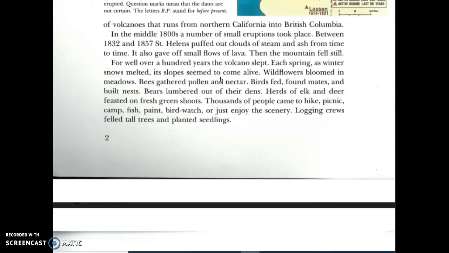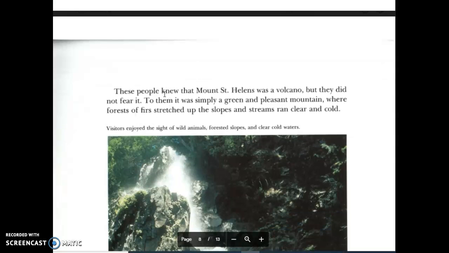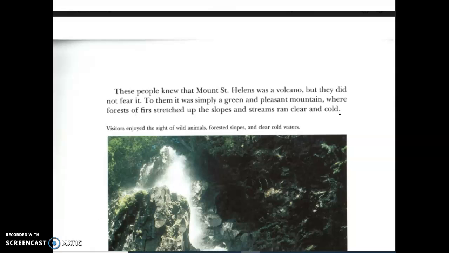So it sounds like there was a lot of stuff going on that mountain at that time. And it sounds like probably people forgot that it was a volcano. They treated it more like a mountain where they could do a bunch of stuff. These people knew that Mount St. Helens was a volcano, but they did not fear it. To them, it was simply a green and pleasant mountain, where forest of firs stretched up the slopes and streams ran clear and cold.